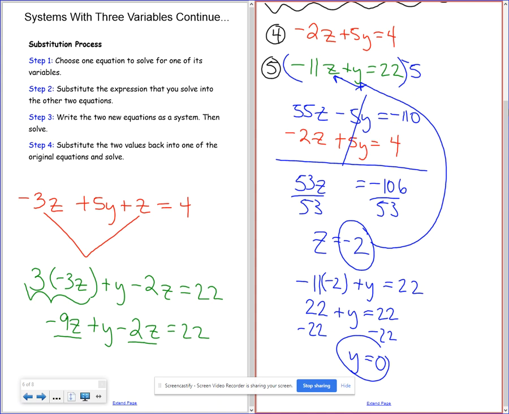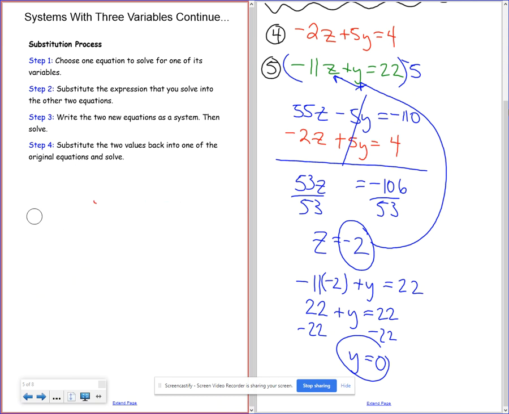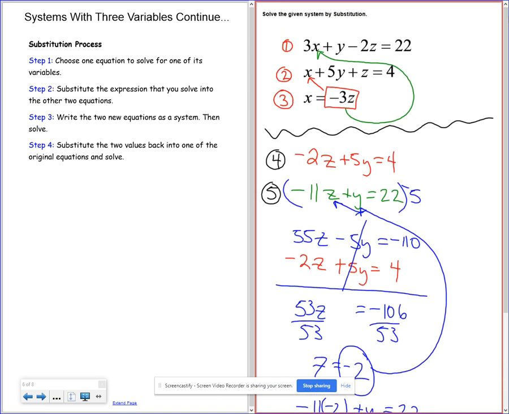So now we're on step 4. Step 4 says plug your two answers you got back into one of the original ones. Doesn't matter which one you use to find the third variable here. So let me scroll up here so we can see the original 3 equations. We got z is negative 2, y is 0. Well, let's just use the third equation.